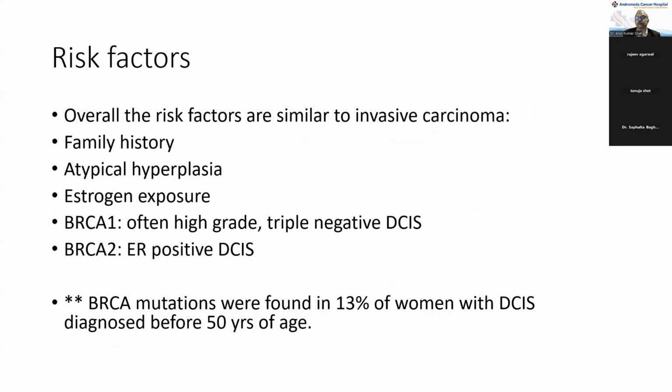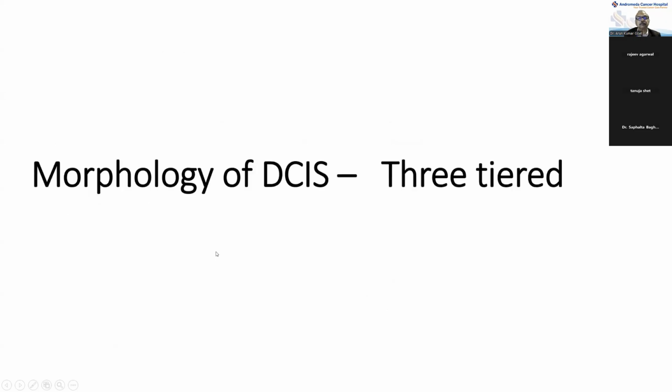The risk factors are similar to invasive carcinoma, that is, the family history, atypical hyperplasia, estrogen exposure. All in all, they're absolutely similar to invasive carcinoma. And even the hereditary genes like BRCA have been shown in around 13% of women with DCIS before 50 years of age. BRCA1, again, as we see in invasive carcinomas, is often associated with high-grade DCIS, which are triple negative. And BRCA2 is associated with ER-positive DCIS most commonly.